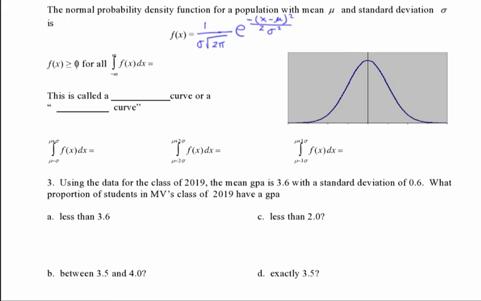f(x) is greater than or equal to 0 for all x. Here's the curve of it. The area underneath this curve from negative infinity to infinity of f(x) dx is just 1. This is called a normal curve, or yes, a bell curve.